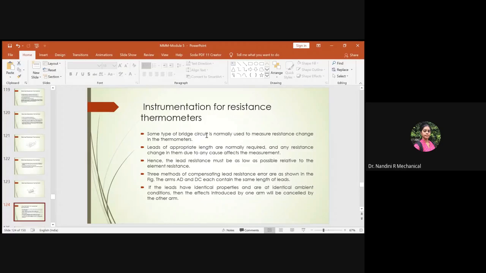Some type of bridge circuit is normally used to measure the resistance change in the thermometer. You know the Wheatstone bridge, you know the resistance bridge circuit, and the simple circuitry system, and the Callendar-Griffiths circuit. The Callendar-Griffiths circuit and the simple bridge circuit you studied in the transducer chapter. And in strain measurement, you know about the Wheatstone bridge circuit. So any simple type of bridge circuit can normally be used to measure the resistance value with the variation in temperature for resistance thermometers.